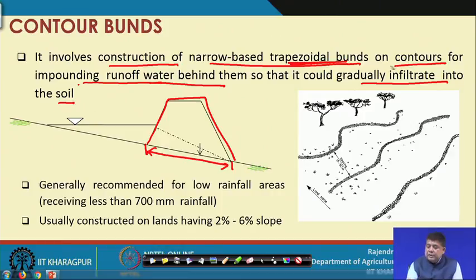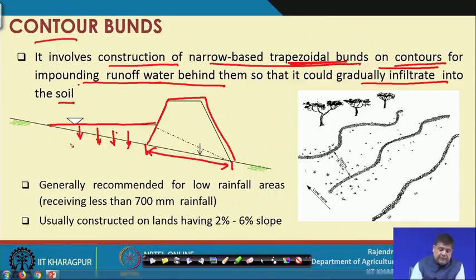They are always constructed on contours, and that is why they are named contour bunds. The name comes because they are bunds constructed on contours, and their primary function is impounding runoff water behind them. So, the primary function is storage of water. Because of this construction, whatever rainfall occurs gets stored here, and because it is standing there for a longer period of time, more infiltration can take place, besides checking erosion and flow of water.